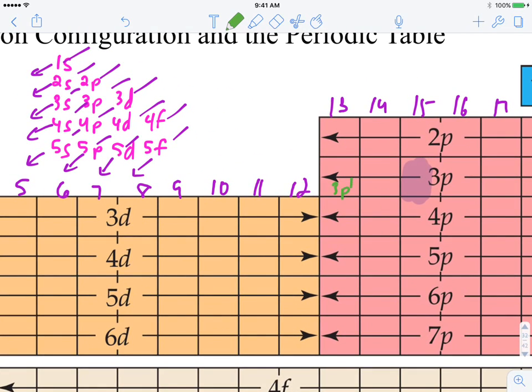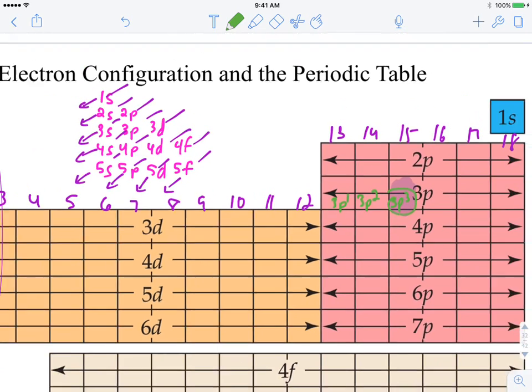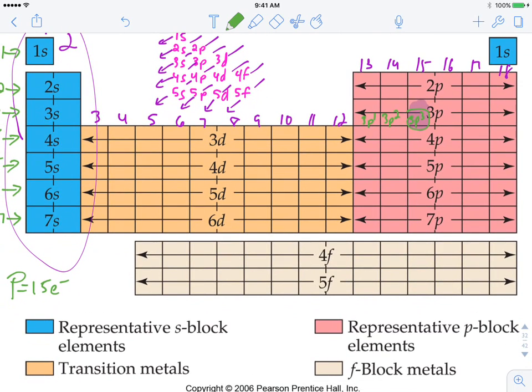3p1, 3p2, 3p3. Phosphorus's last electron is going to be 3p3. That helps me to know where to stop.